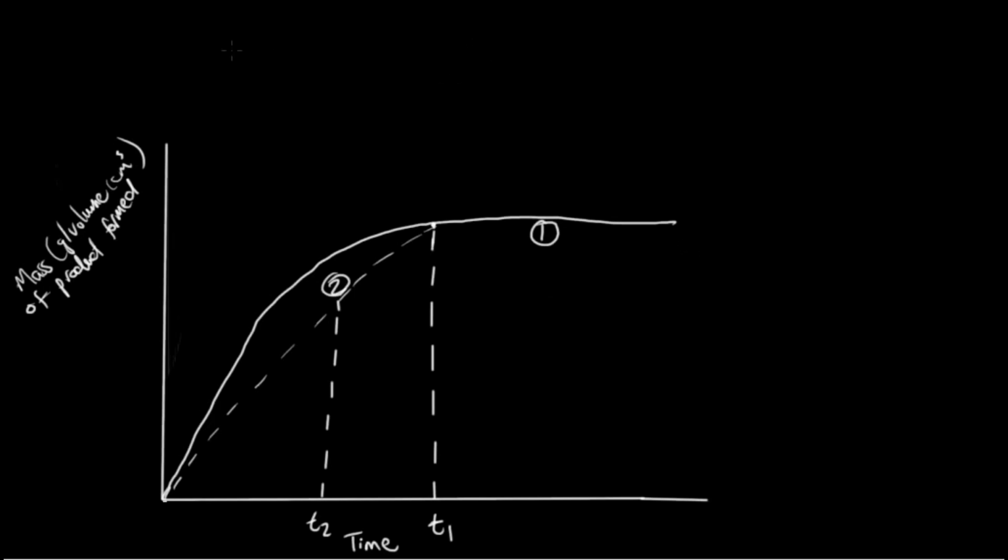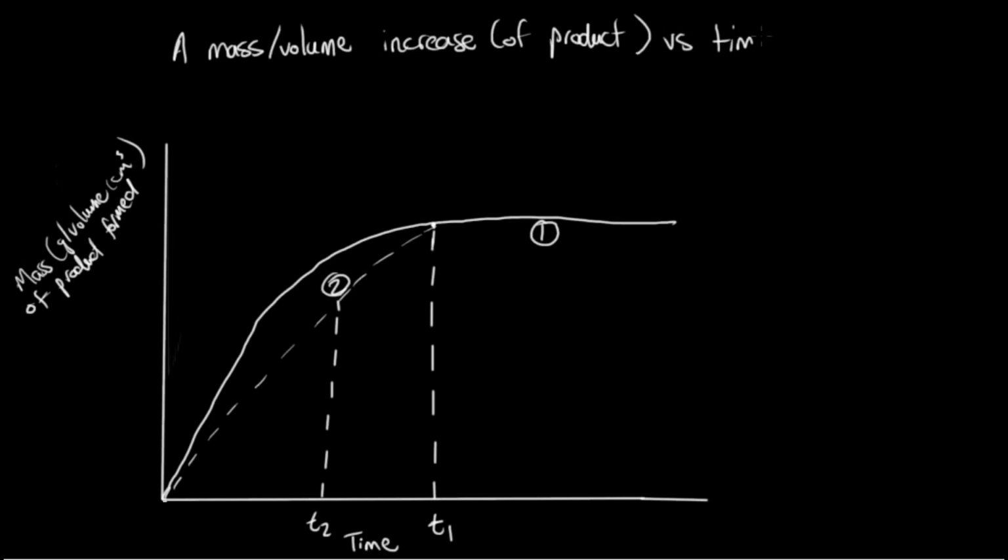Of course, you need a heading for your graph. So this is the mass per volume increase of product versus time. It's a mark for your heading, it's a mark for your labels, etc.